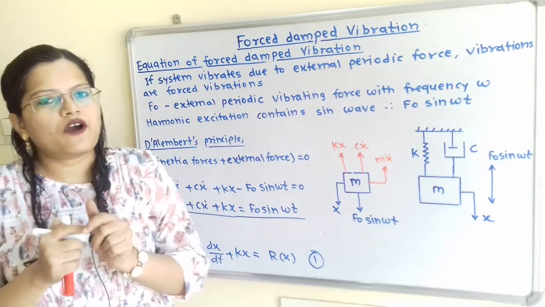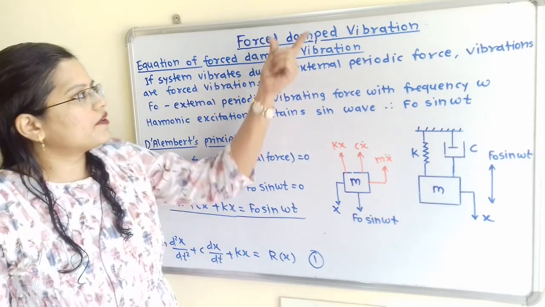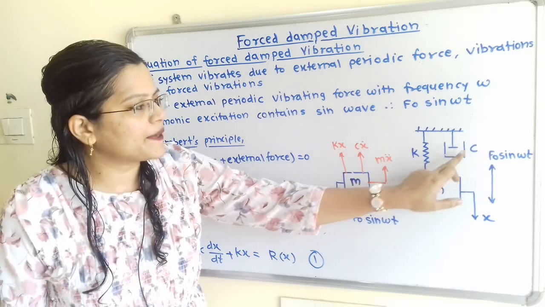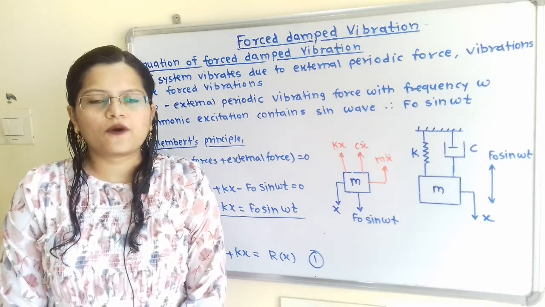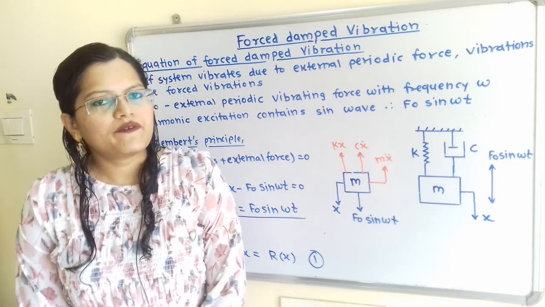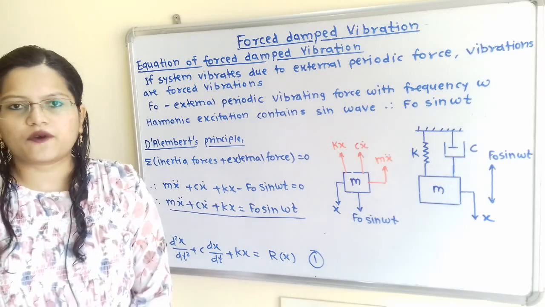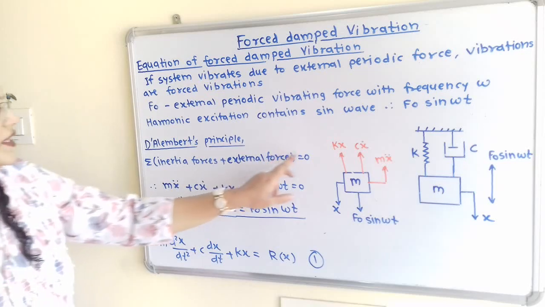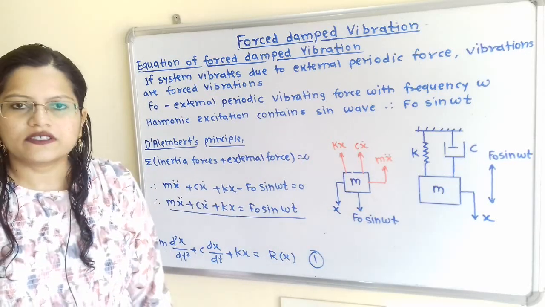Now we will find the equation of force damped vibration. Here the word damped is used because in the system a damper with damping coefficient C is provided. So this is known as force damped vibration. We will apply D'Alembert's principle to this free body diagram. D'Alembert's principle states that the summation of inertia forces plus external force is equal to 0.